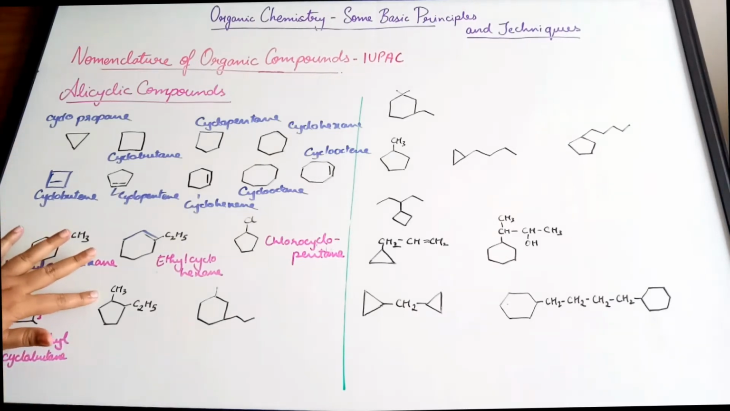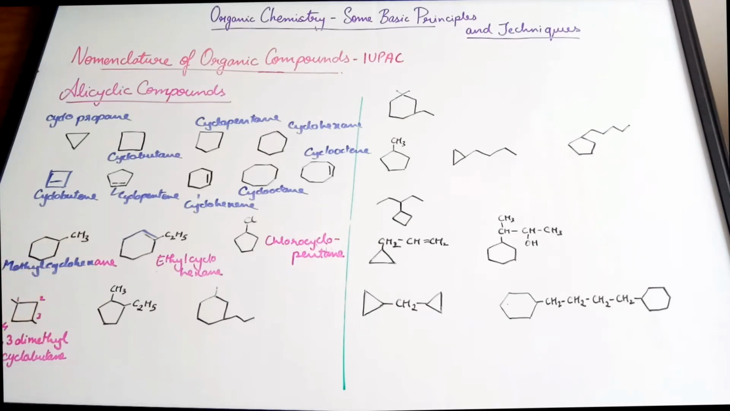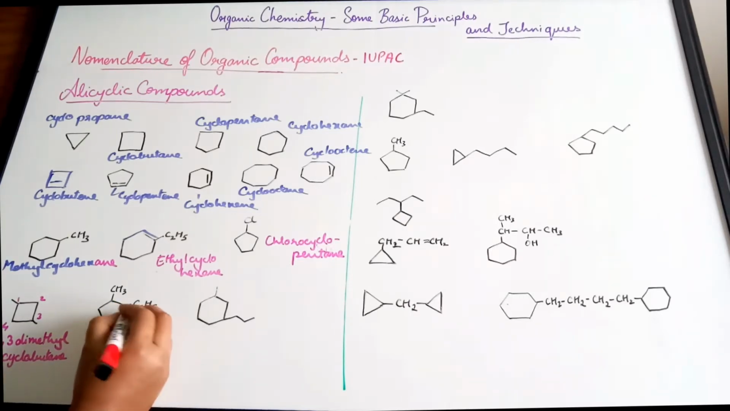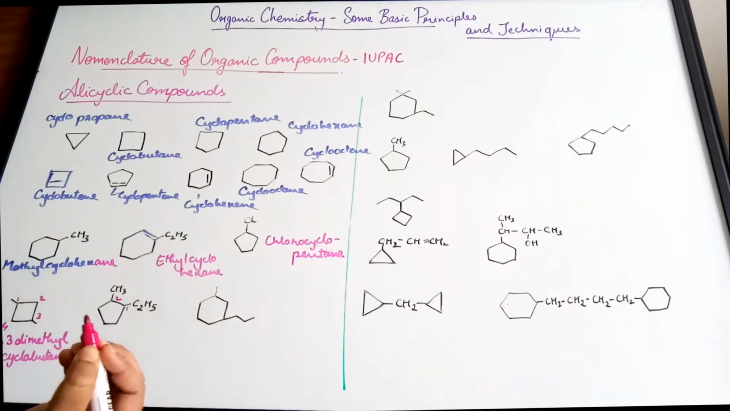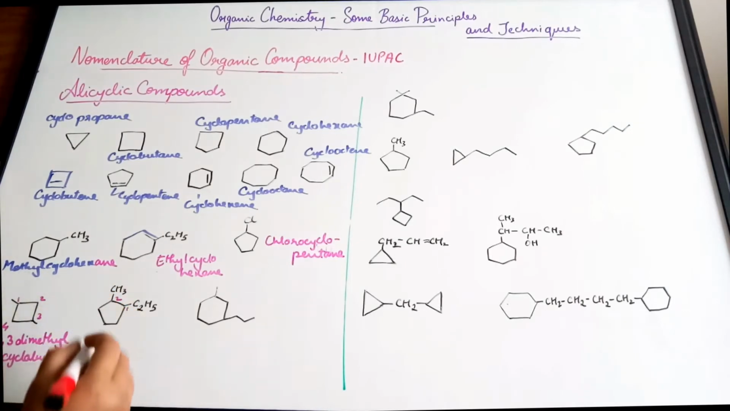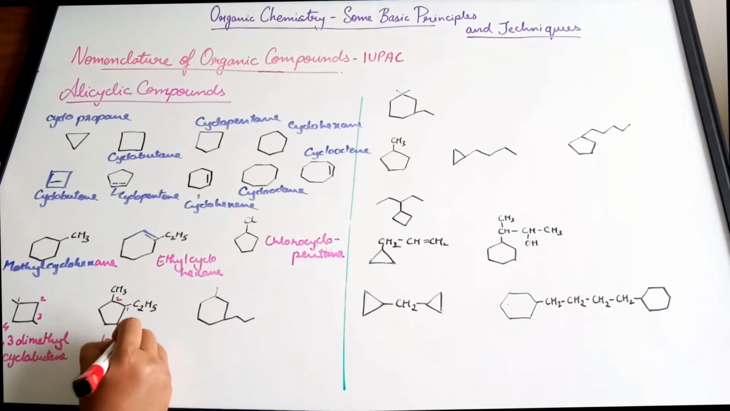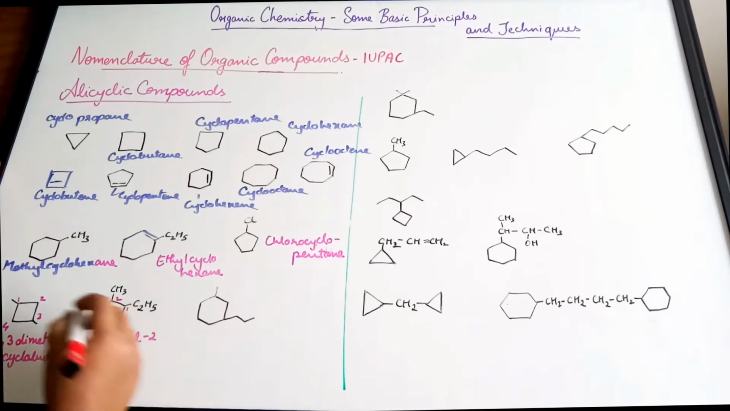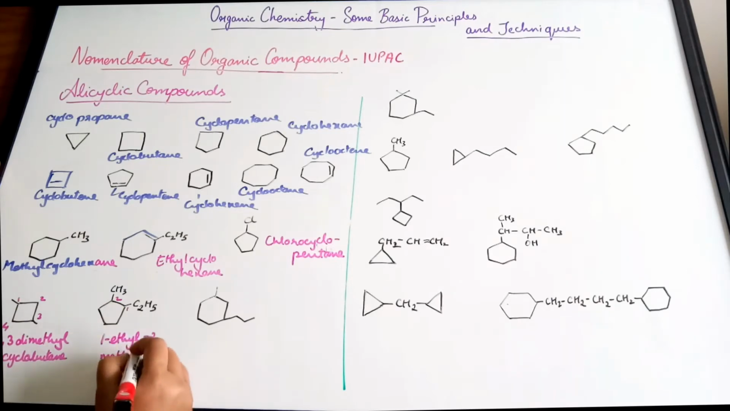Next, in this case, we have 2 ways of numbering this. Here we will be numbering 1 and 2, because alphabetically speaking, ethyl gets number 1 and methyl gets number 2. So because it's in alphabetical order, ethyl and then methyl. So 1-ethyl, 2-methyl, and it's a 5-membered ring, so cyclopentane.